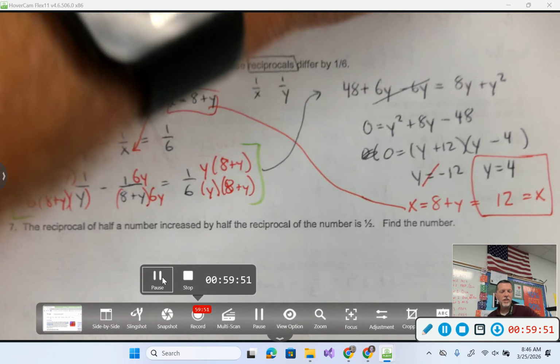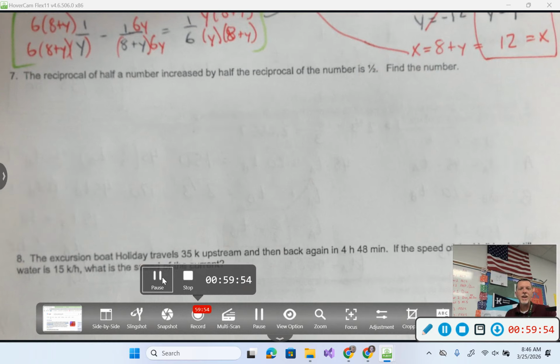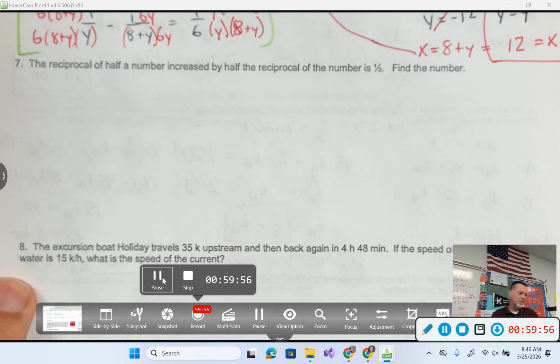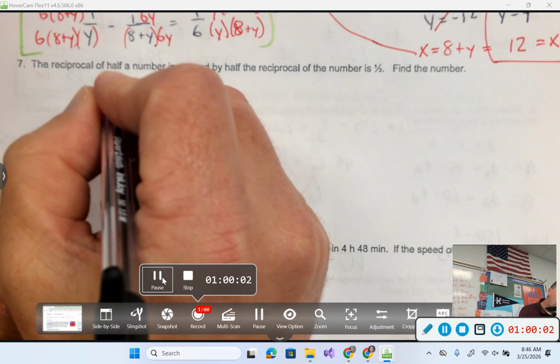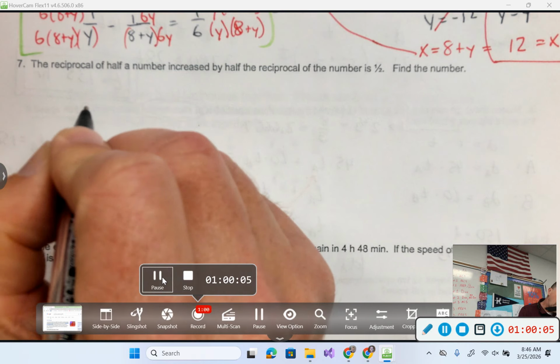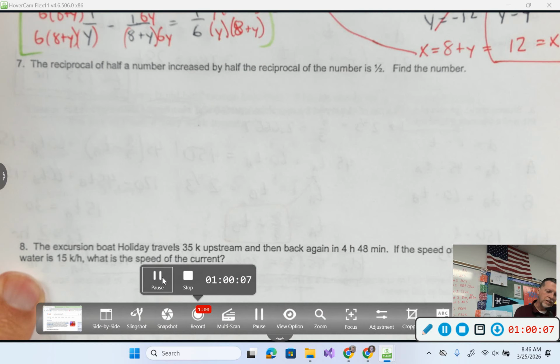Let's set up 7 and then we'll be done. Long day, but you're not going to have much homework, so at least there's that. The reciprocal of half a number. What the heck? Is increased by half the reciprocal of the number. Is 1/2. Find the number.